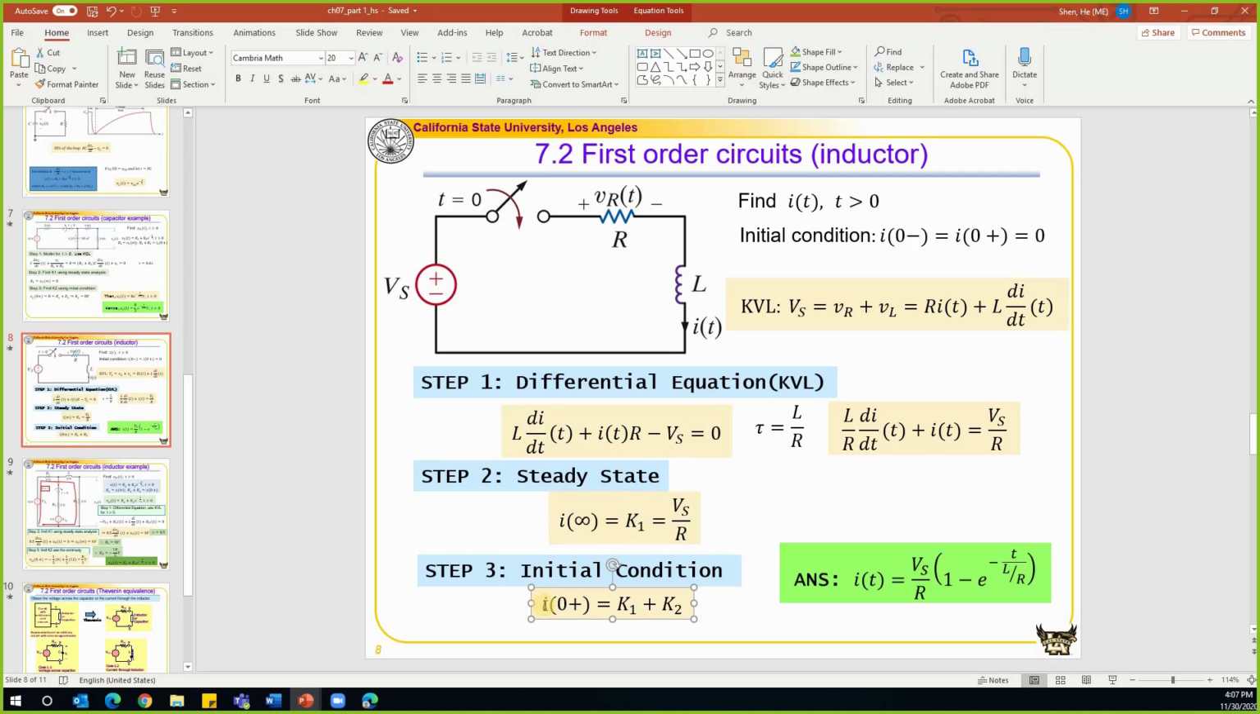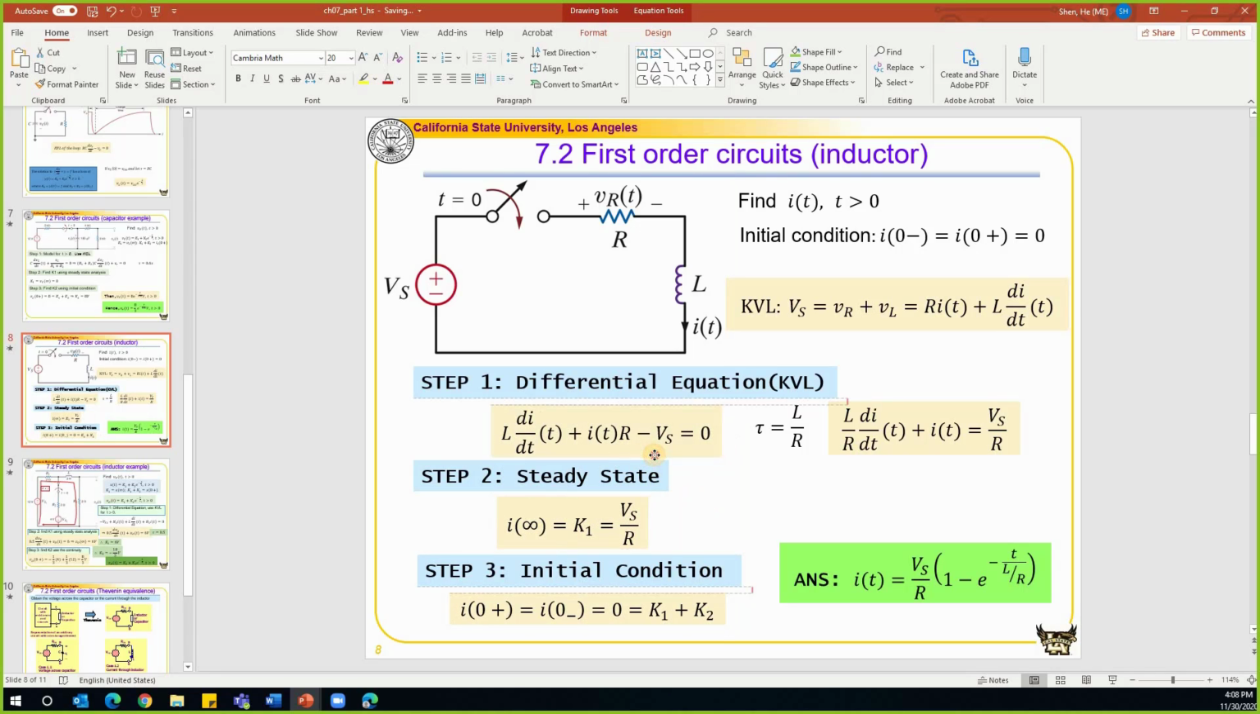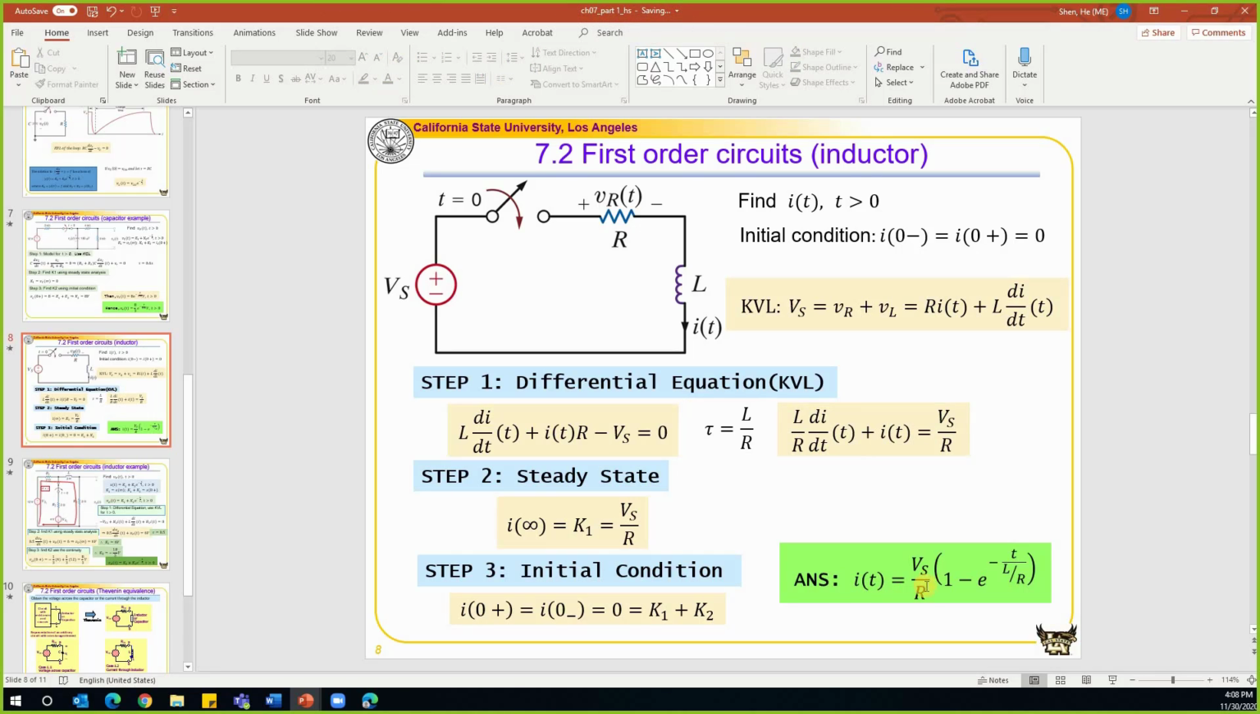And the initial condition is the current at time t equal to 0 plus. This will be found by using the continuity property, which is equal to the current at t equal to 0 minus, when the switch is off, and we know this is equal to 0. That is equal to K1 plus K2. Since we already got K1 from the previous equation, we'll be able to solve for K2. So that's how we solve the differential equation, and we find the final answer: i(t) is equal to Vs over R times 1 minus e to the power of negative t over tau. And remember tau here is equal to L over R. Now you see some fundamental equations that we have obtained.